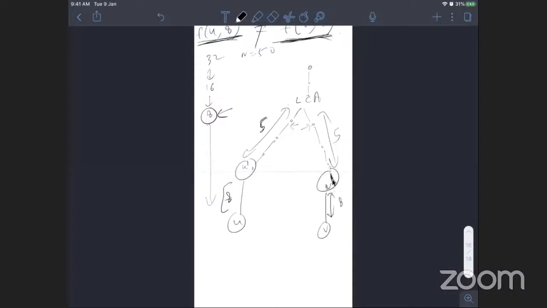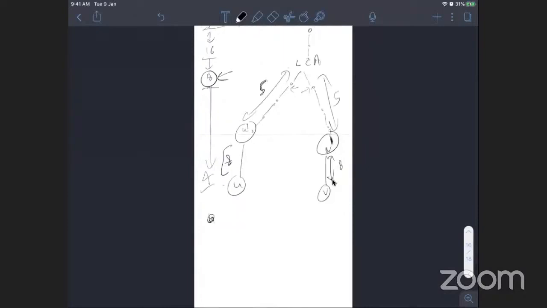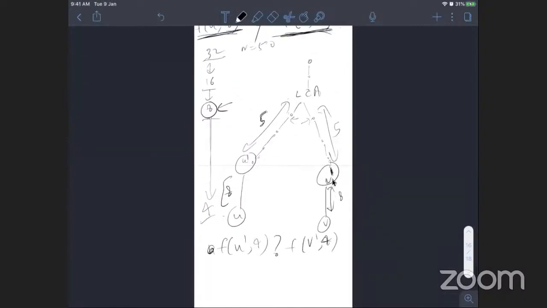So after dropping from 32 to 16, then to 8, then we'll drop again to 4. And we'll ask the same question: is f of u dash comma 4 the same as f of v dash comma 4? Are they the same or not? Can anyone answer this?